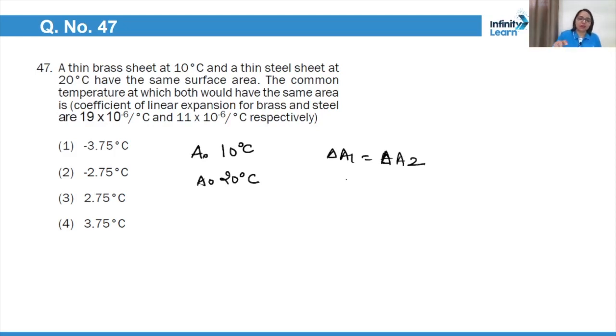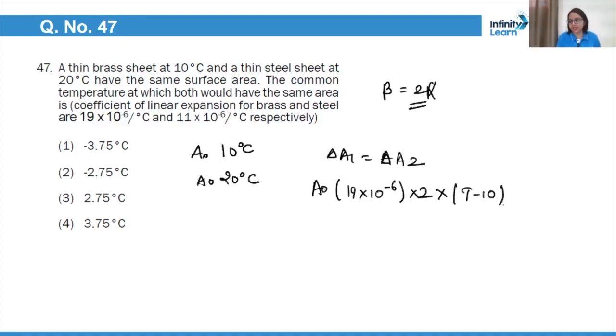So delta A1 for the first one, the brass sheet, will be A0 alpha of brass, that is 19 into 10 power minus 6. So this is alpha, so we need to write beta. Beta is 2 alpha, so it will be 2 times alpha of brass into delta T. So the change in temperature for the brass is T minus 10, right?